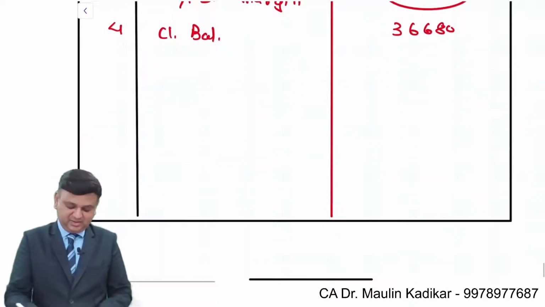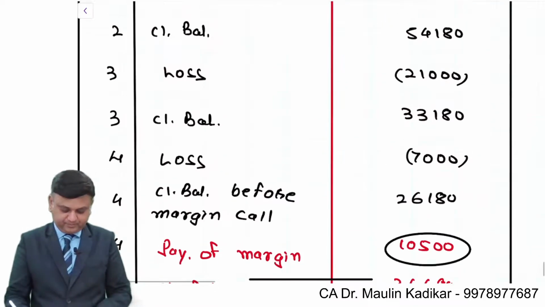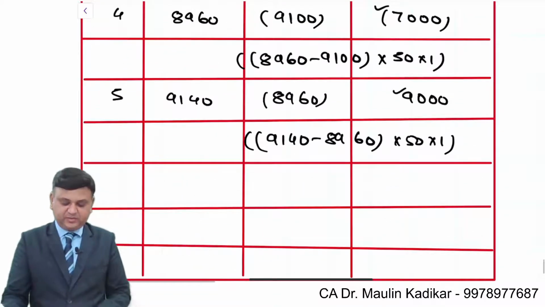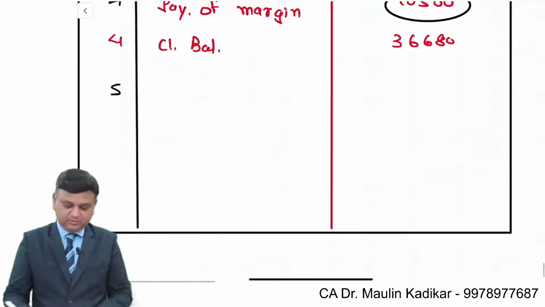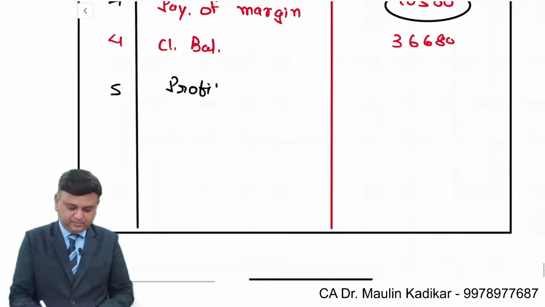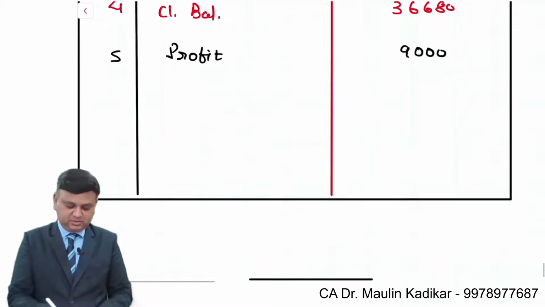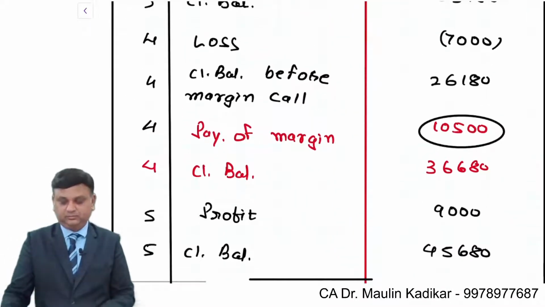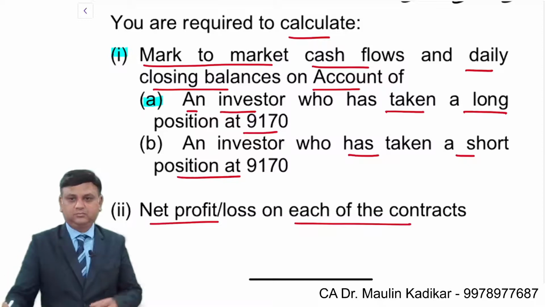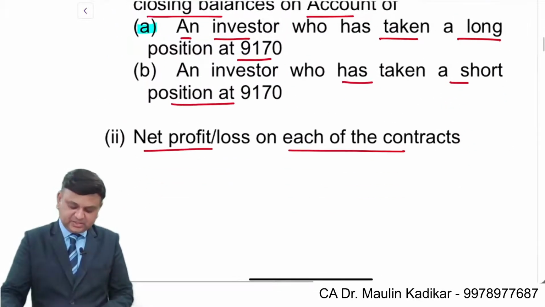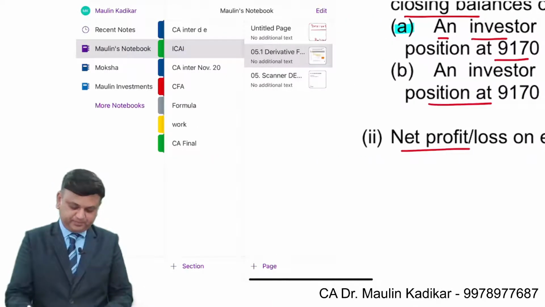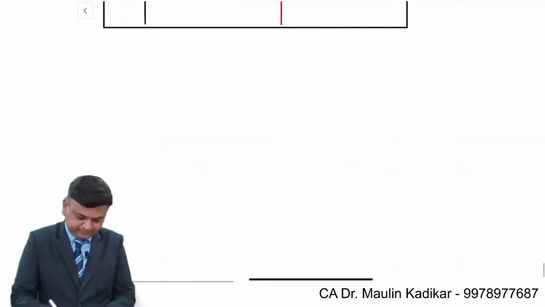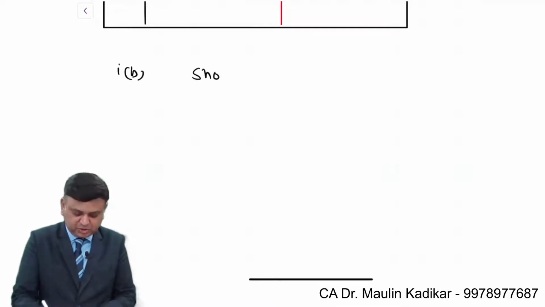Fine. Day 5 end. There is profit or loss, there is a profit. So profit is there of an amount of 9,000. So day 5 closing balance, that comes to 45680. The question says that an investor has taken short position. So answer of 1B, in that heading short position.